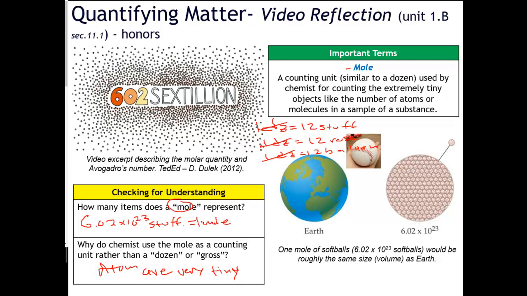Now you're like, well, what is the mole? What does this number even look like? This number is the following: 6, then 1, 2, 3, 4, 5, 6, 7, 8, 9, 10, 11, 12, 13, 14, 15, 16, 17, 18, 19, 20, 21, 22, 23 digits after it. So we're talking about 100,000, million, billion, trillion, quadrillion, quintillion, finally 602 sextillion. That's how much stuff is in a mole.